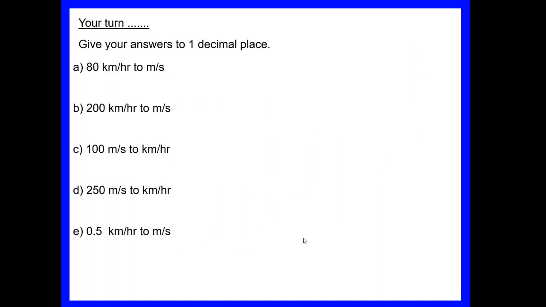Okay, now it's your turn. You've got 5 questions there, either changing from kilometres per hour to metres per second, or from metres per second to kilometres per hour. Use your notes to help you, and give all your answers to 1 decimal place. Pause the video and have a go now in your maths book.